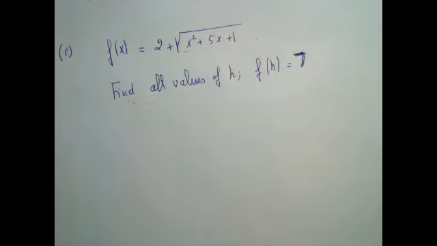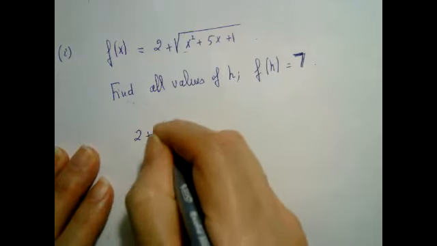We could plug in h for x and then set it equal to 7. Absolutely correct. 7 is the main output value. So it means 2.